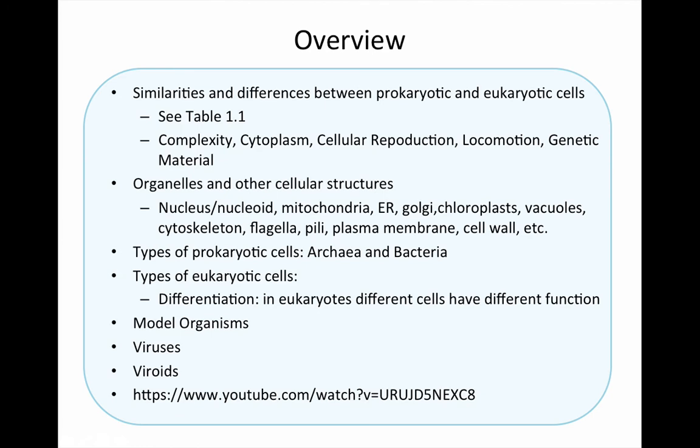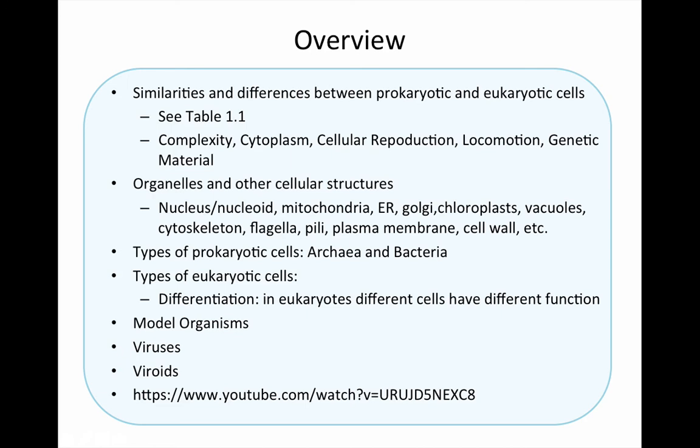So in today's lecture, we covered similarities and differences between prokaryotic and eukaryotic cells. Look at table 1.1 again and go through some of these similarities and differences. We had complexity, cytoplasm differences, cellular reproduction, locomotion, and genetic material. Organelles and other structures are found only in eukaryotic cells. So we have nucleus, mitochondria, ER, Golgi, chloroplast, things like that, cytoskeletons, cell walls. Those are found in eukaryotes.